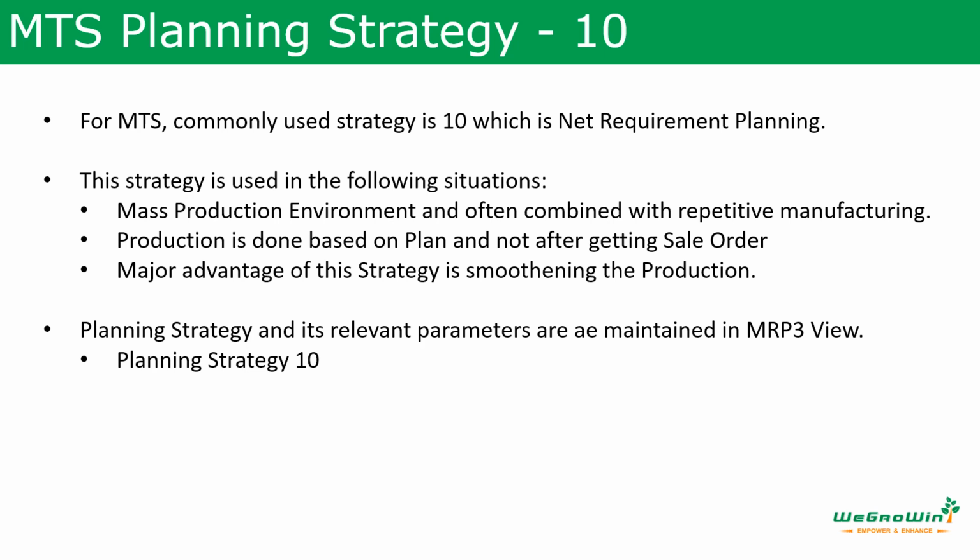For make to stock, the commonly used strategy is 10, which is net requirement planning. This is used for mass production environments and also in repetitive manufacturing. Production is done based on the plan and not after getting the sales order. The major advantage is smoothing of the production. The planning strategy and relevant parameters are maintained in the MRP3 view: planning strategy 10 and MRP indicator 2.